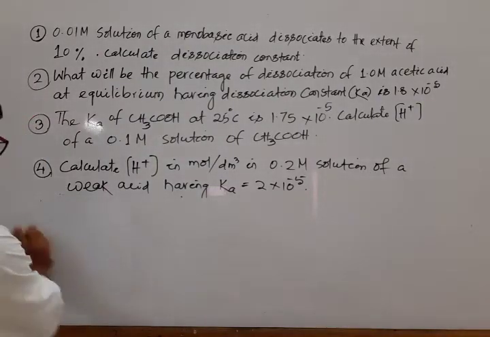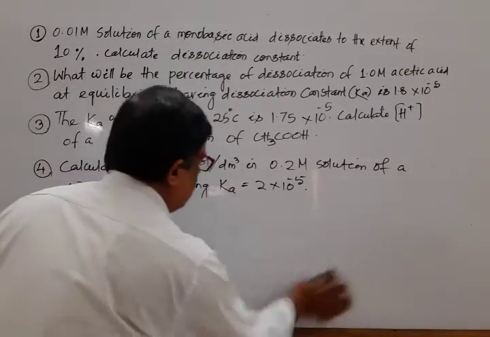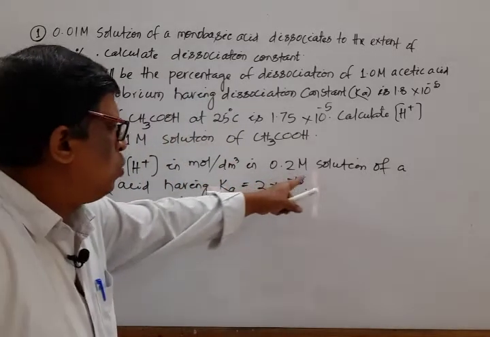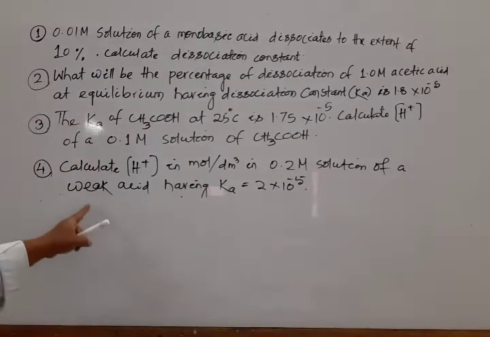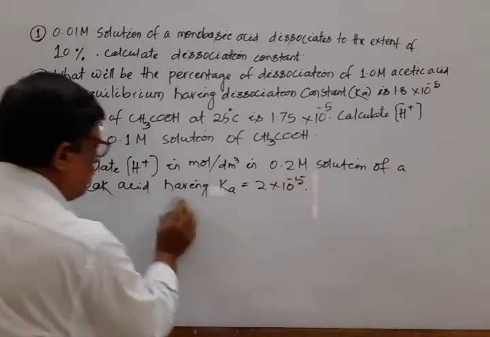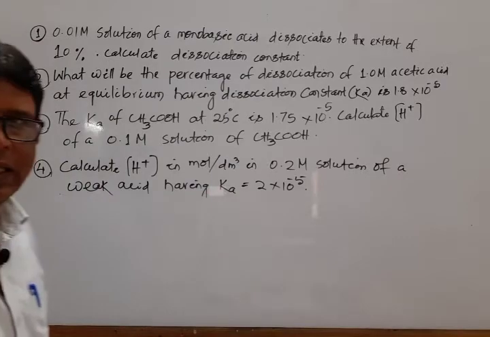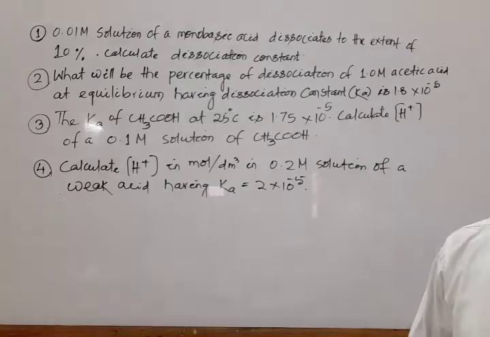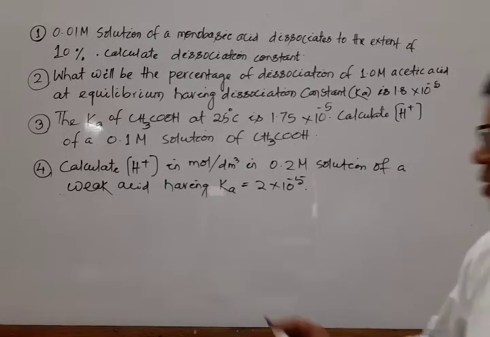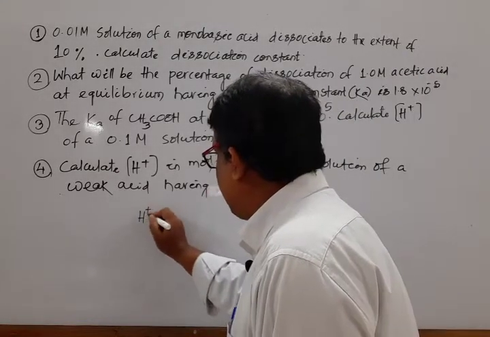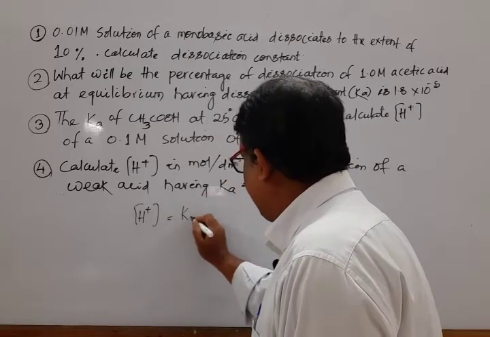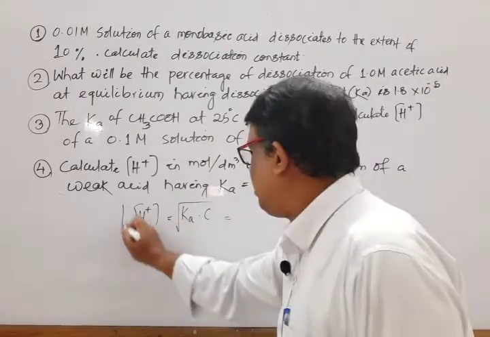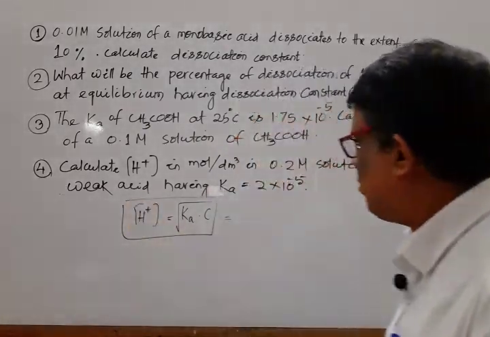Next question is, calculate the H plus ion concentration of a 0.2 molar solution of a weak acid having dissociation constant given. We know that if the dissociation constant is given, then H plus ion concentration is equal to the square root of Ka into C. It is the formula to calculate the H plus ion concentration.